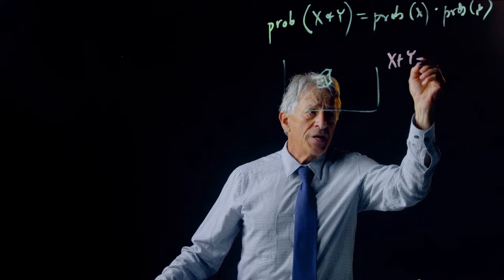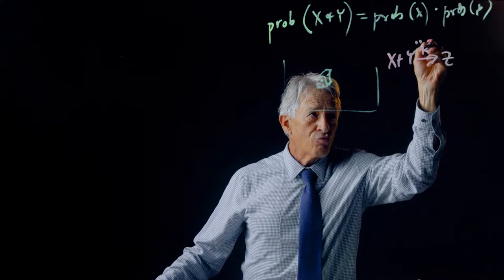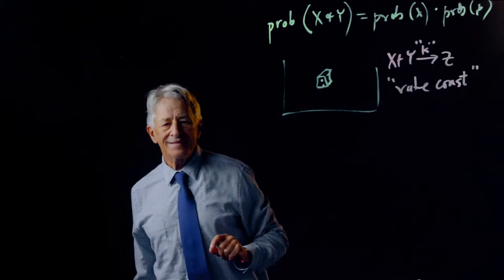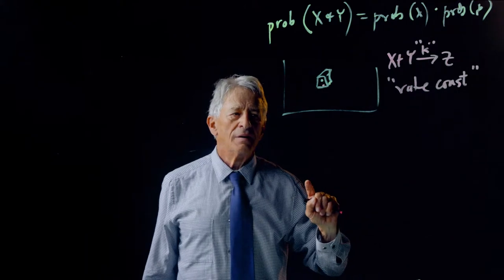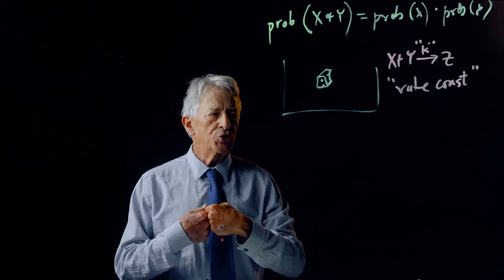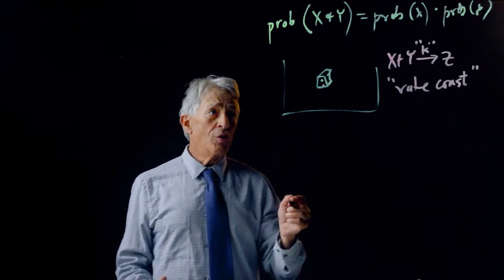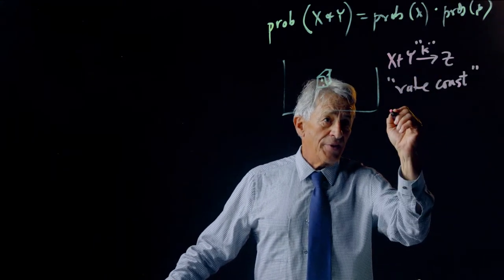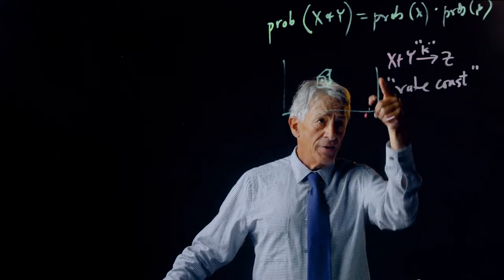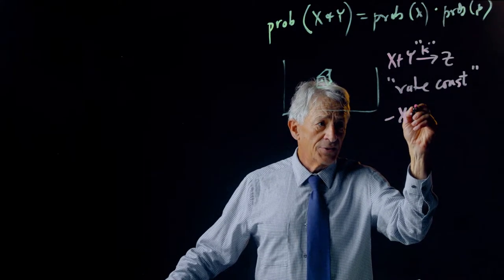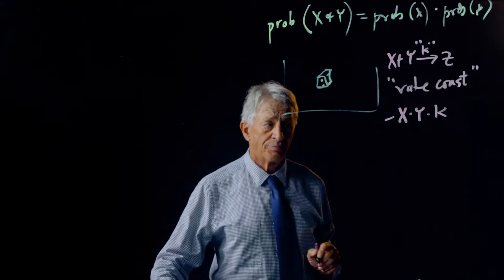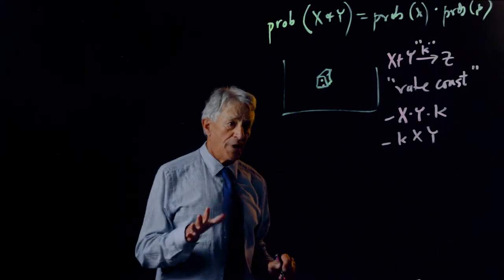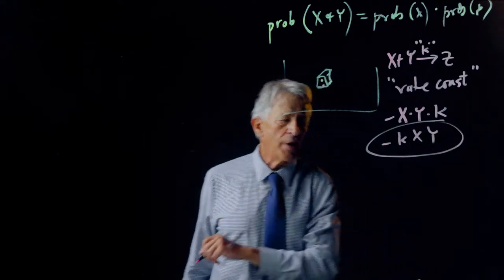And in the reaction scheme, X plus Y goes to Z with this rate constant K. The rate constant is exactly the probability that two molecules in a little box will choose to bind together. So the total probability of X plus Y goes to Z, therefore how much is subtracted from X, is clearly minus X times Y times K, or as we usually put it, minus K X Y. So now, with this observation, here is our X combines with Y term.